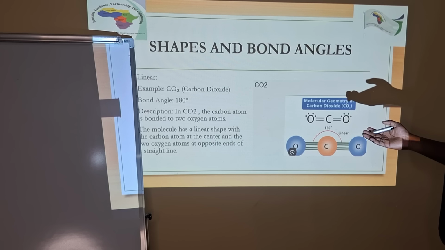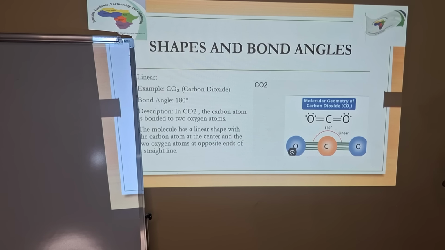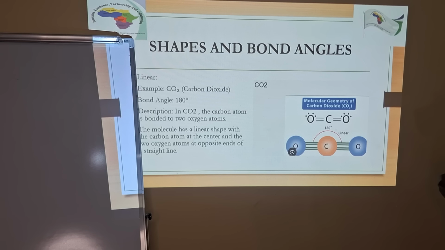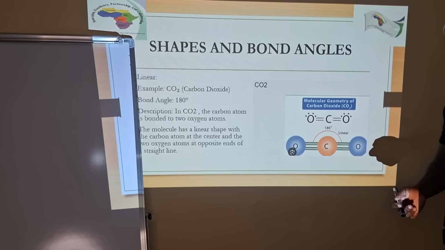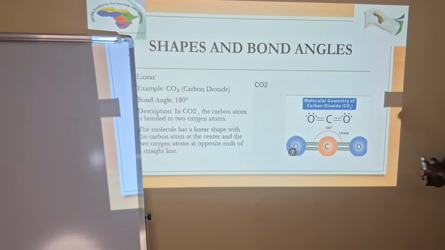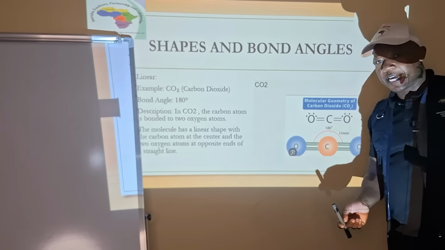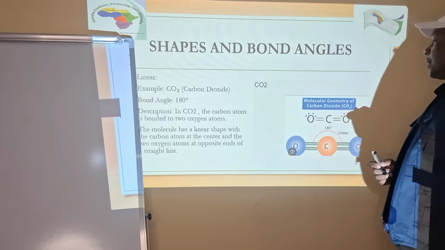We have got what we call a linear structure. This is exemplified by carbon dioxide. As you can see here, the bond angle is 180 degrees. So the molecule has a linear shape with the carbon atom at the center and the two oxygen atoms at opposite ends of a straight line. Hence the bond angle of 180 degrees.